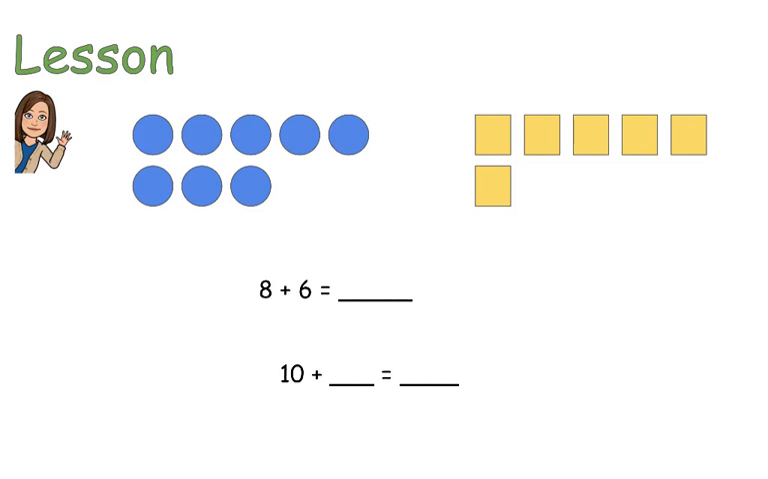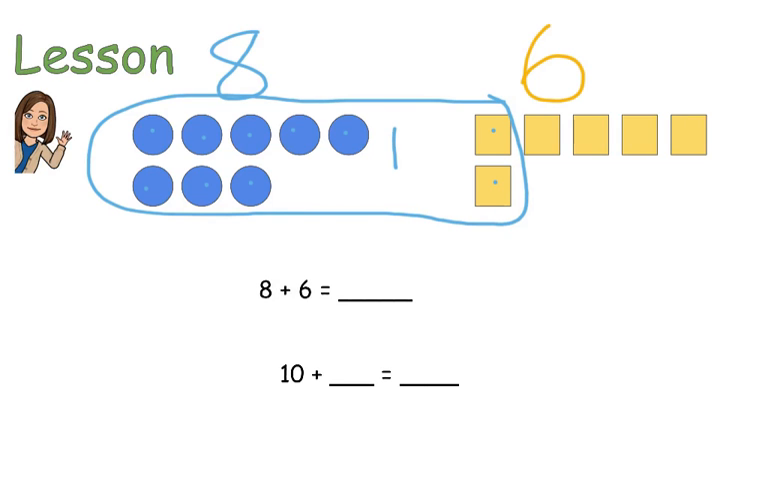Okay, for our lesson. Just like we've been practicing, we're going to use our group of 10 to help us add, but this time we're going to use 8 instead of 9. So I'm looking at my picture and I see 8 circles and 6 squares. How do I get from 8 to 10? Let's count. We need 1, 2, 3, 4, 5, 6, 7, 8, 9, 10. So we need 2 more to make 10. So there's our 10. And now we're going to see how many are left.